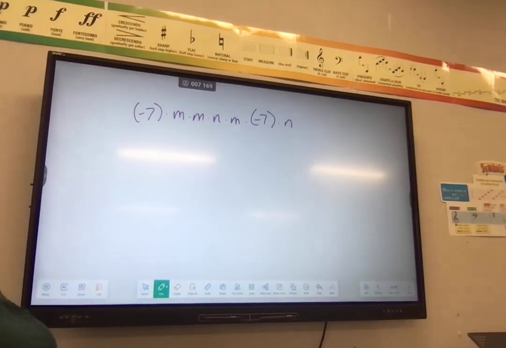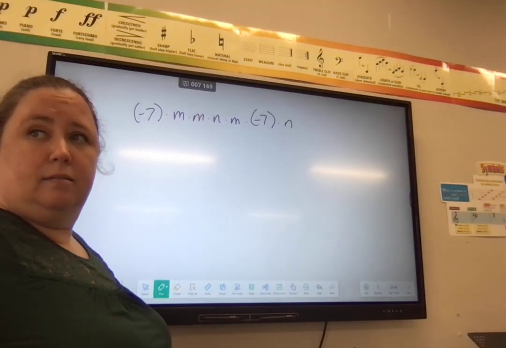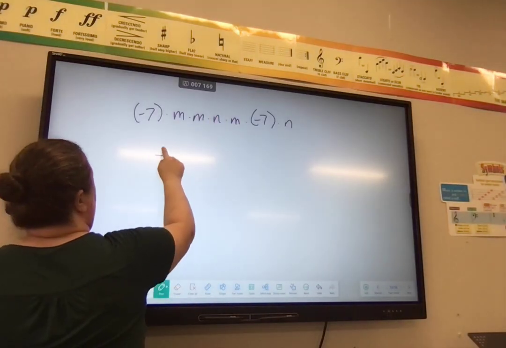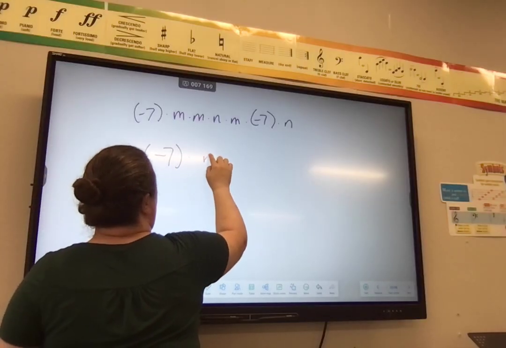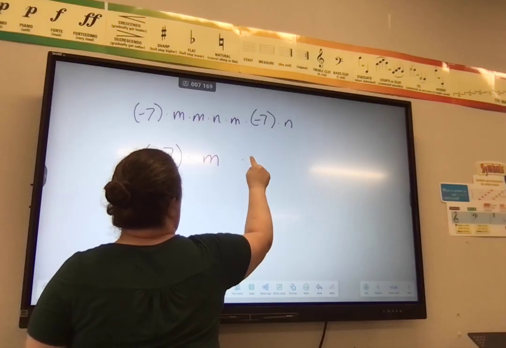Okay, so how many base numbers am I going to have here? 3. Is he right? Yes. What's my first base number? Negative 7 in parentheses. Excellent. What's my next base number? And what's my last base number?